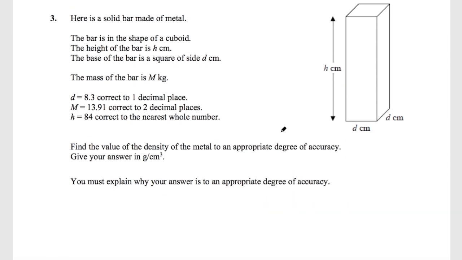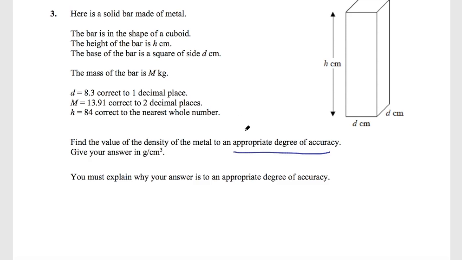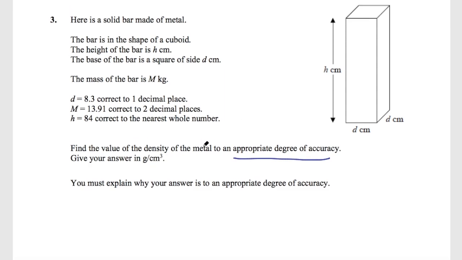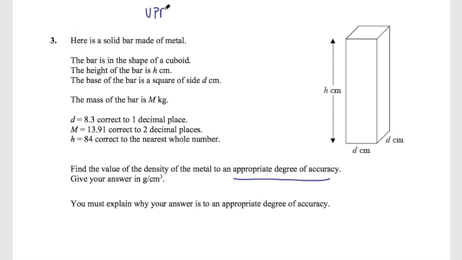This isn't just a simple density question, because they've told us they're rounding off the numbers, and then they've asked us for an appropriate degree of accuracy. So the combination of rounding and asking for a degree of accuracy means we need to find upper and lower bounds. So this adds an extra layer of complexity to this question. I'd say that's the main idea behind this question.